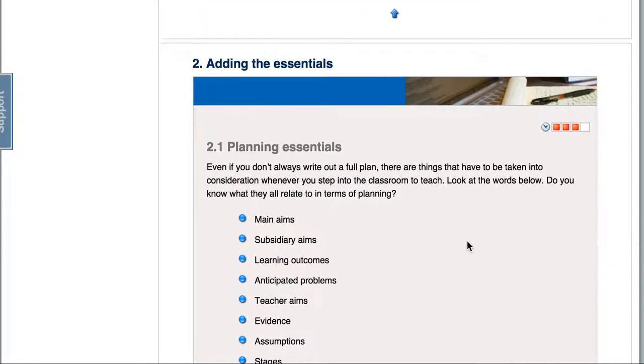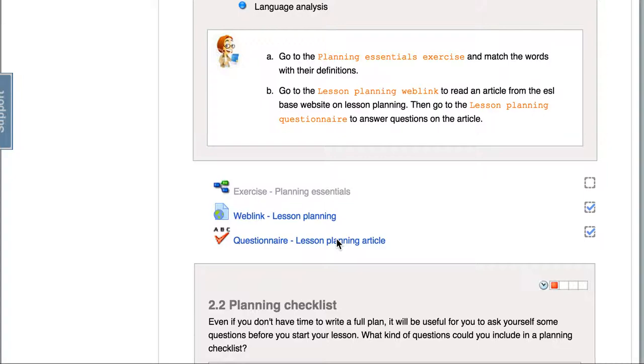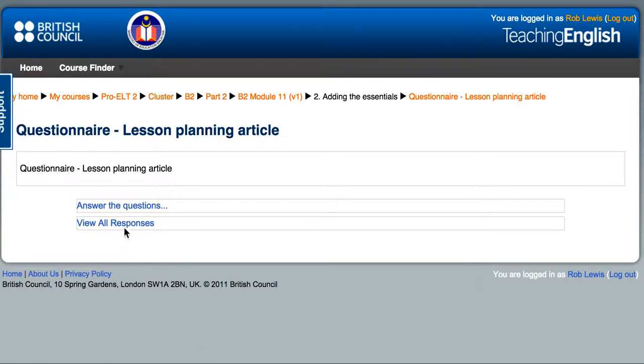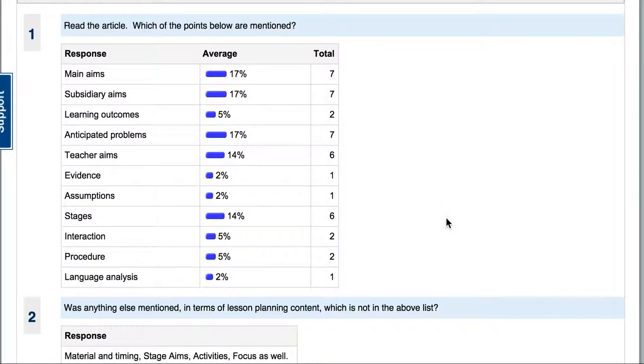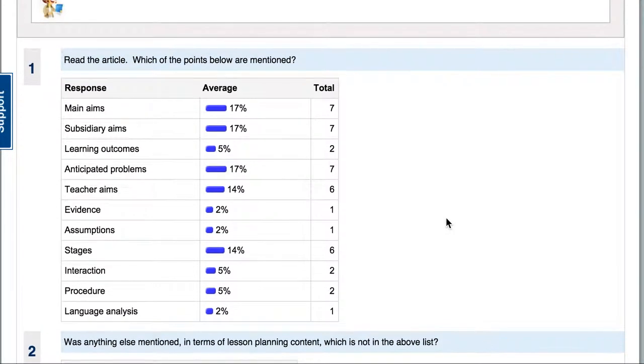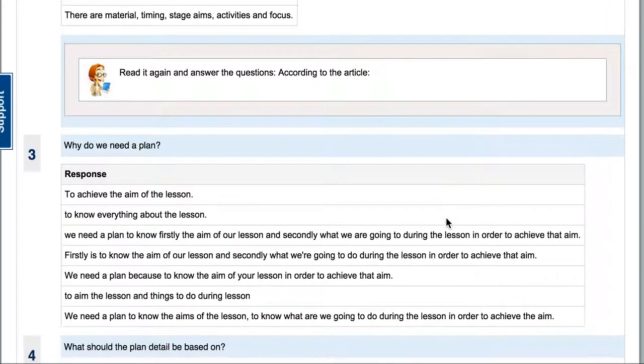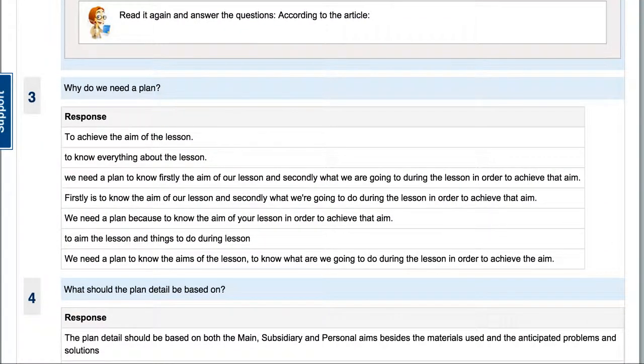Particularly the first one, which was on lesson planning and the lesson planning article that you read. So I'm just going to open this questionnaire as usual and show you the responses. Now you had, I think, 10 questions to answer here, and I'm not going to look at the first 2, but I will go to some of the more important questions further on. Question number 3, for example, why do we need a lesson plan? Well, simply to know your aims and how to achieve them, why you're doing what you're doing and how you're going to do it. Although everything you wrote here seems to me to go along with the same idea there.